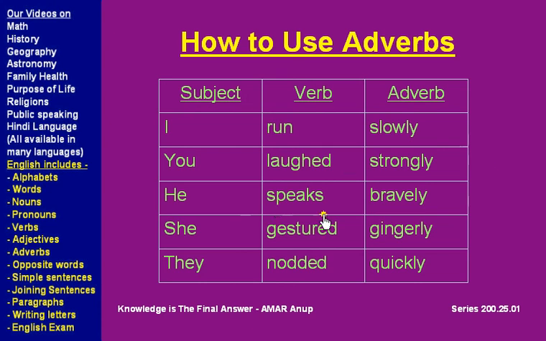Okay, here are the answers: I run slowly, you laughed strongly, he speaks bravely, she gestured gingerly, they nodded quickly. Now, she gestured bravely is equally good, they nodded slowly is equally good. So there is no right or wrong, but this just gives an idea of what the appropriate adverbs are with the verbs, and how they go.